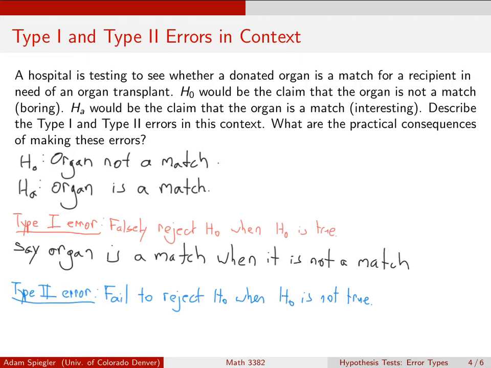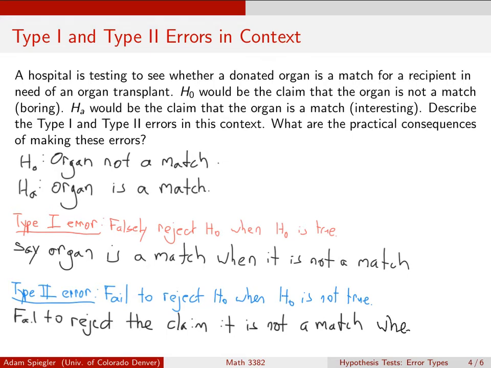And the type 2 error, this in general is when we fail to reject the null hypothesis when the null hypothesis is actually not true. So in this case, that would mean that we fail to reject the claim that it is not a match when in fact it is a match, when we should have rejected it.